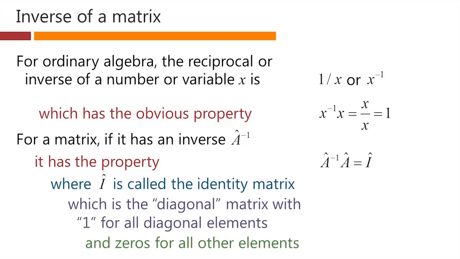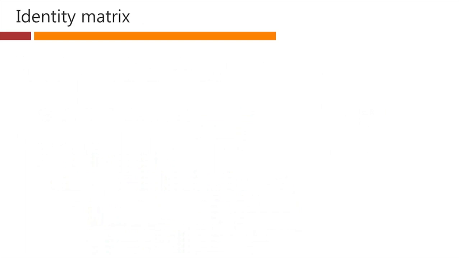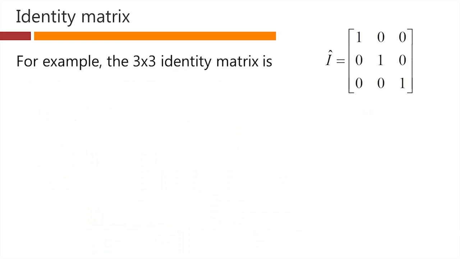And the identity matrix is a diagonal matrix. That is, a matrix with only elements down its diagonal and 0 everywhere else. And in the case of the identity matrix, the elements on the diagonal are all 1. So the identity matrix has 1s down its diagonal and 0s everywhere else. For example, the 3 by 3 identity matrix would look like this here. 1s down the diagonal and 0s everywhere else.